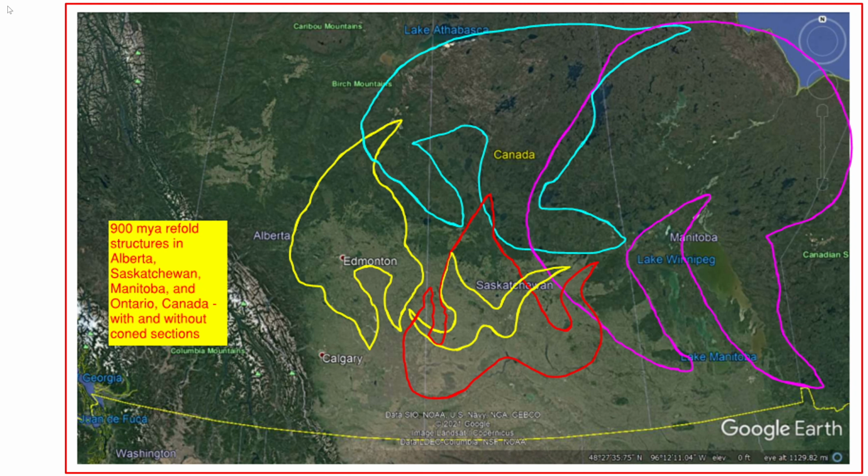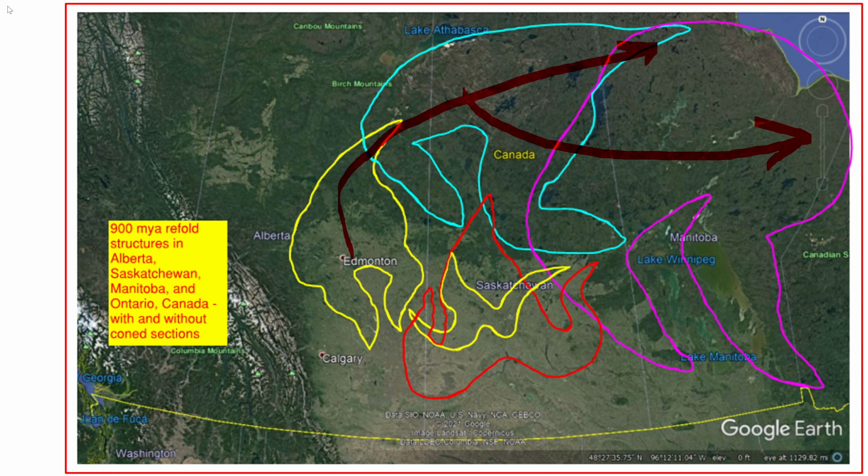Okay, these are a bunch of refold structures in Alberta, Saskatchewan, Manitoba, and Ontario, Canada, with and without cone sections. There is an energy direction of the pendulum-like rotation that's kind of going this way. The big pendulum-like rotation around the asteroid impact area. And you can see these guys are definitely headed that way.